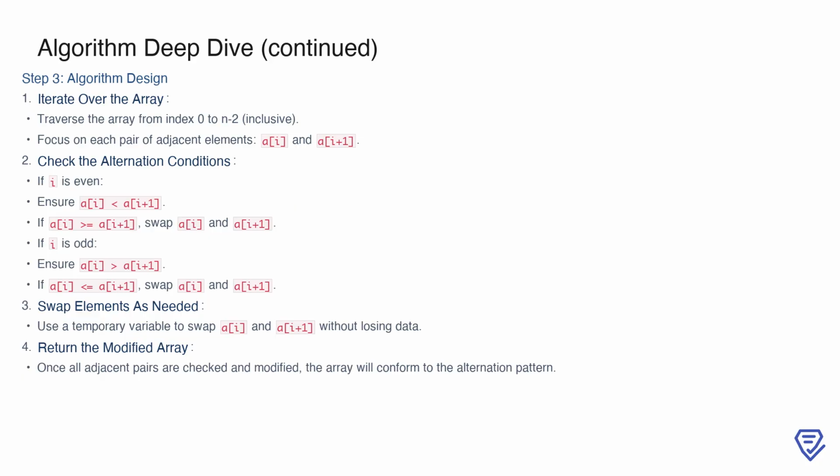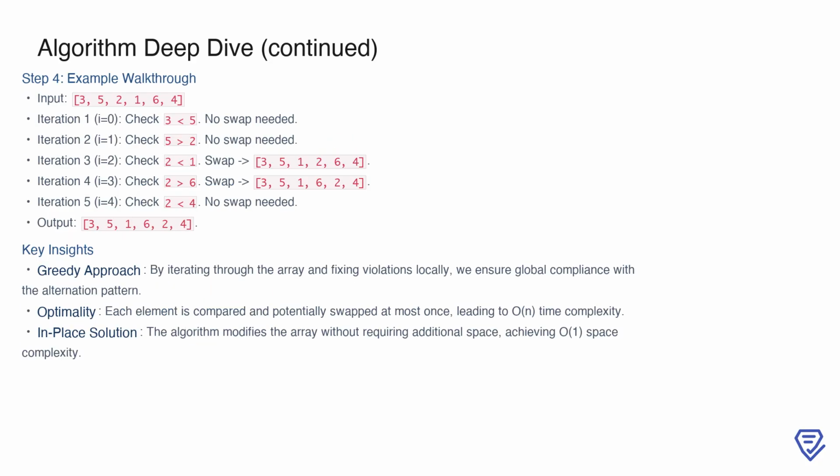For the swapping process, we use a temporary variable to hold one of the values, ensuring no data is lost. Once all pairs have been processed, the array will conform to the desired alternation pattern, and we can simply return the modified array. This straightforward design ensures that each violation is resolved locally, which guarantees the global correctness of the solution. Let's walk through an example to see the algorithm in action.